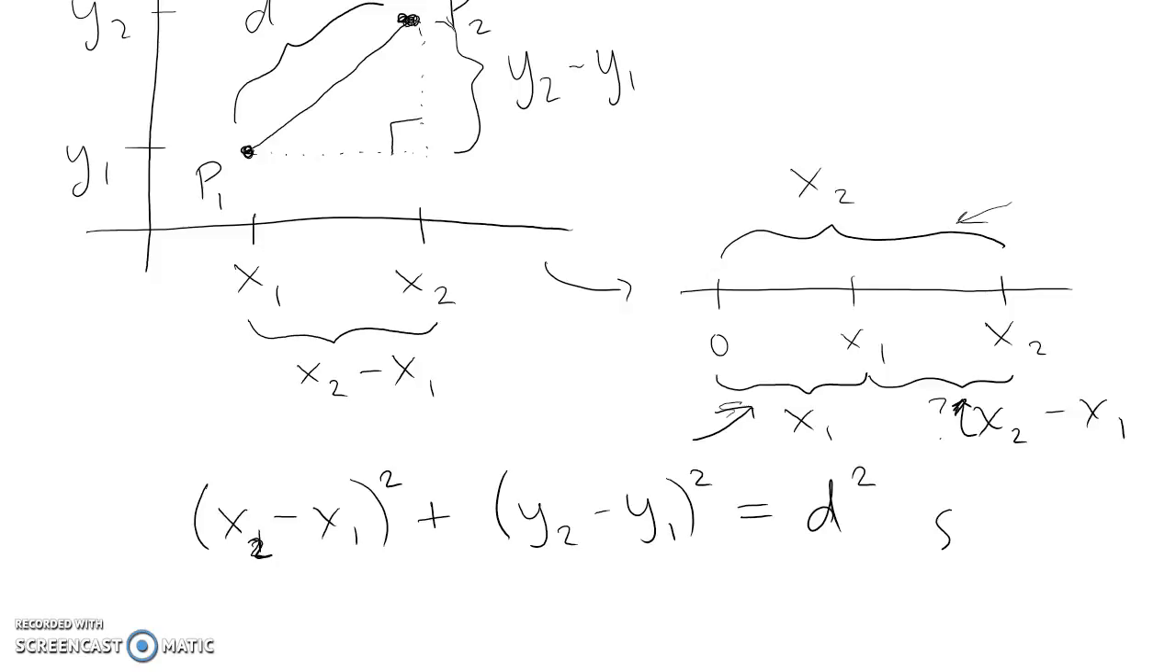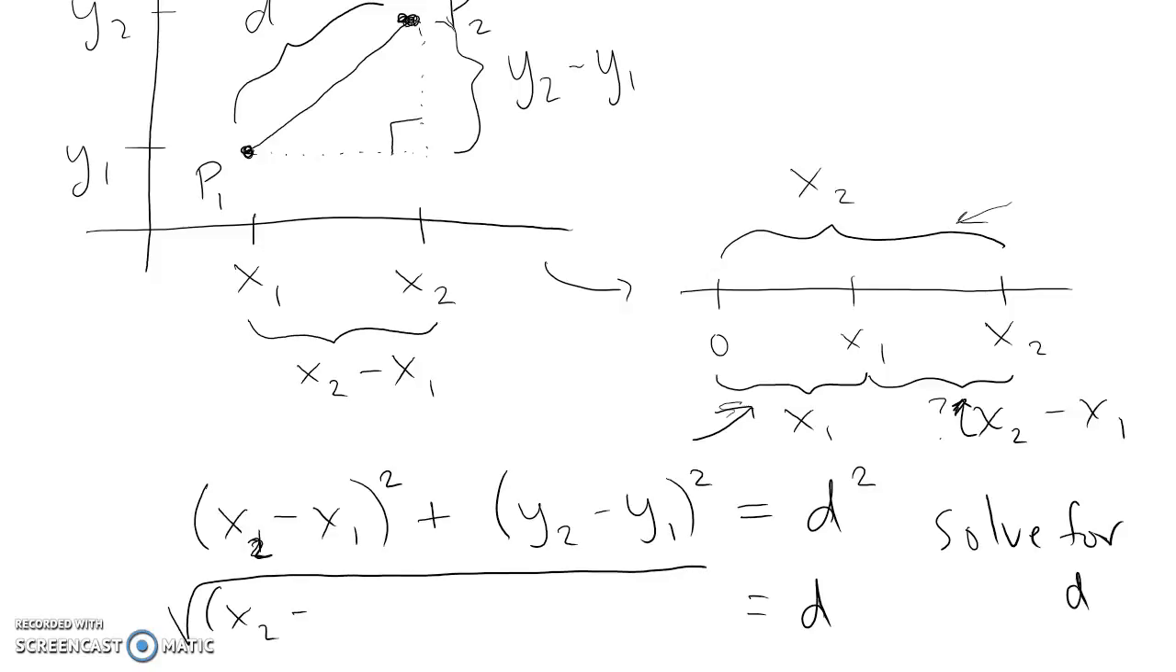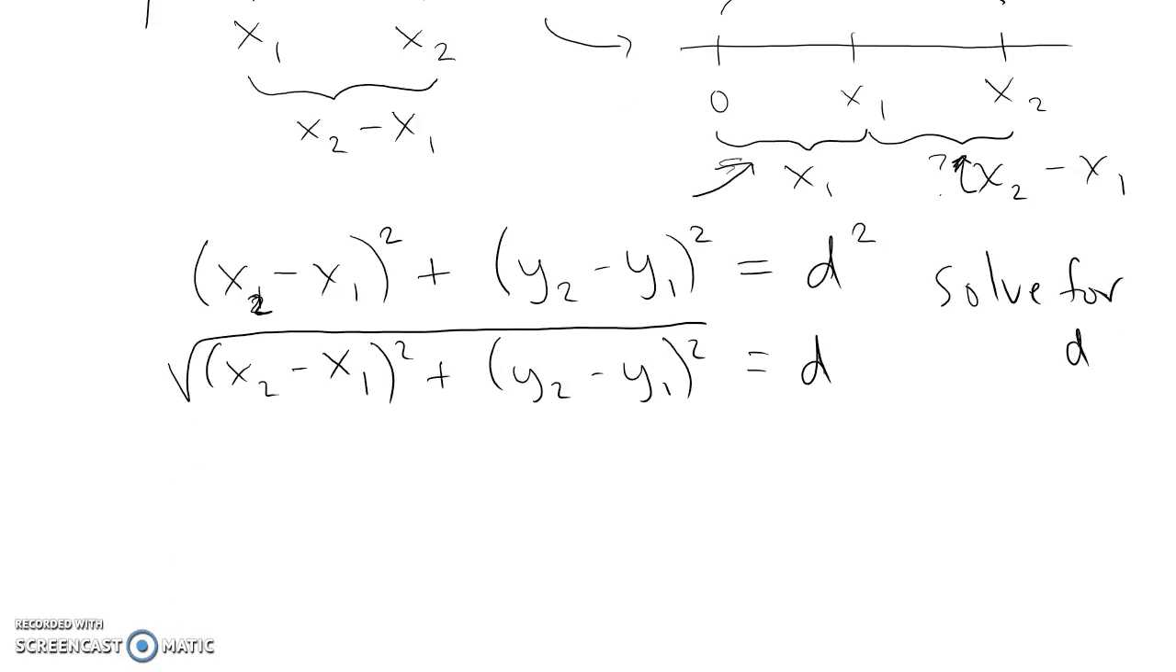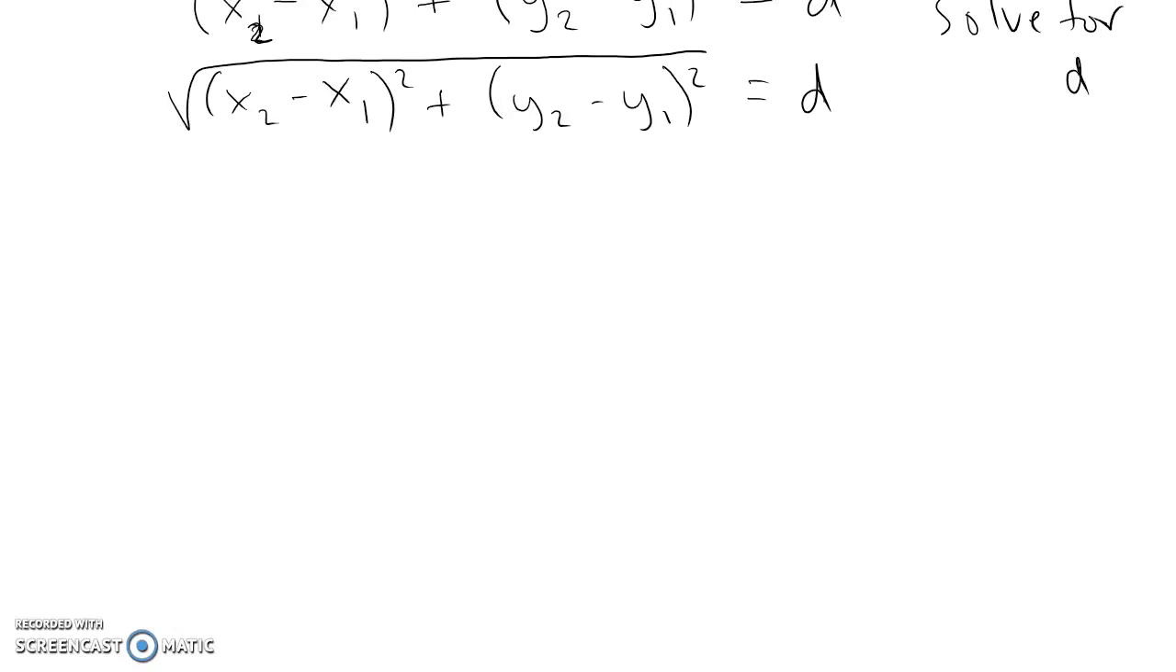Now solving for d, we end up with the square root of (x2 minus x1) squared plus (y2 minus y1) squared. And normally, if we were to solve an equation and put a square root sign on one side, we would have a plus or minus in front of it. But since distance is always positive, we can just use only the positive there. All right, so now we have our distance formula.